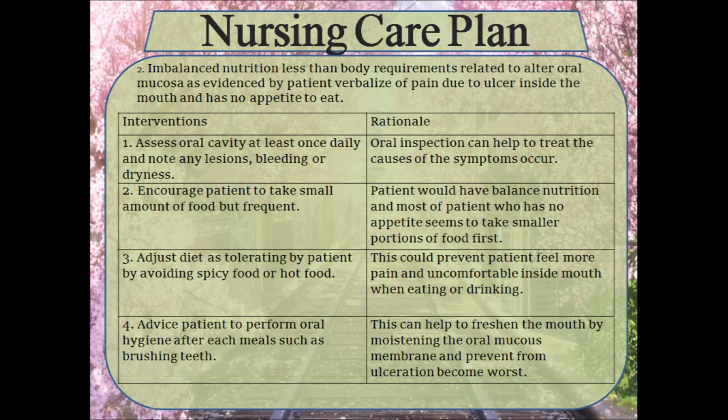Secondly, encourage patient to take small amounts of food but frequently, because most patients who have no appetite seem to take smaller portions of food first. Thirdly, adjust diet as tolerated by patient by avoiding spicy food or hot food, because it can prevent patient from feeling more pain and discomfort inside the mouth when eating or drinking. Lastly, we can advise patient to perform oral hygiene after each meal, such as brushing teeth, which can help to freshen the mouth by moistening the oral mucous membrane and prevent the ulceration from becoming worse.